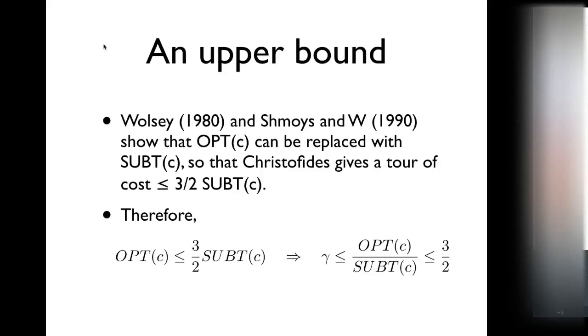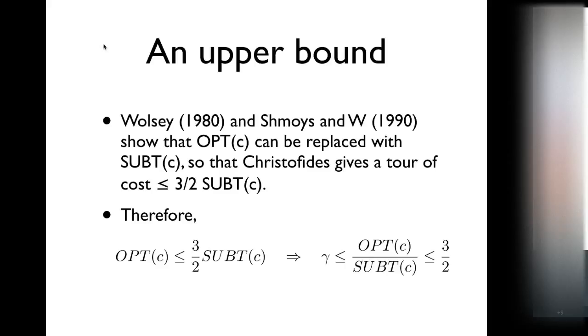Well, in 1980, Laurence Wolsey, and then a decade later, David Shmoys and myself, showed that in that proof, you can replace those places where I said within some factor of the optimal tour with within some factor of the Subtour LP. So we can show that the cost of the min-cost spanning tree is at most the cost of the Subtour LP. And the cost of this perfect matching on odd degree vertices is also at most half times the Subtour LP.